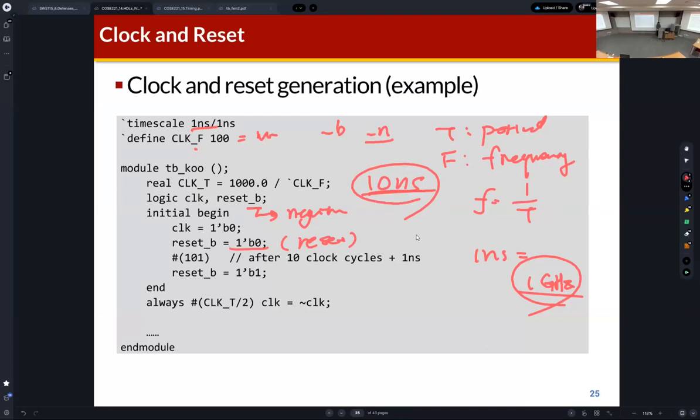Okay, and then this is the delay. So after 101 nanoseconds, because the pound sign means delay, the reset becomes the not-reset state, right? Because reset underbar B becomes 1. And then the clock is generated like this. So if we require the reset signal, then we can generate the reset like this, okay?